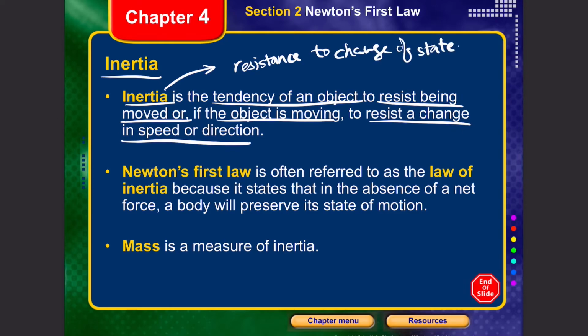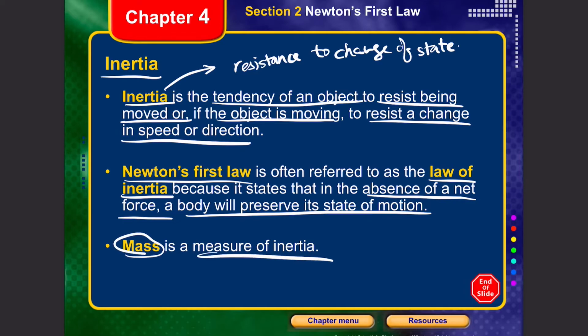So inertia is the tendency of an object to remain at rest or to remain in motion, to resist the change in motion. So this is the idea here of inertia. Newton's first law is often referred to as the law of inertia because it states basically that the absence of a net force will always preserve the inertia of a body or its state of motion. Now, mass is a measure of inertia. So we can only calculate mass under the body being in a state of inertia.